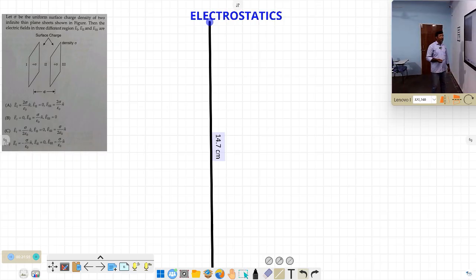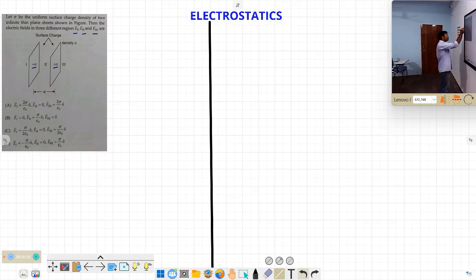Now this question is one of the conceptual questions. Already we discussed it in the theory, you can check that. What is given? They give two plates having surface charge density. One is positive charge density, the second one also positive. Both are positive. Then they're asking for the electric field in the three regions: first region, second region, third region. They give the options here.